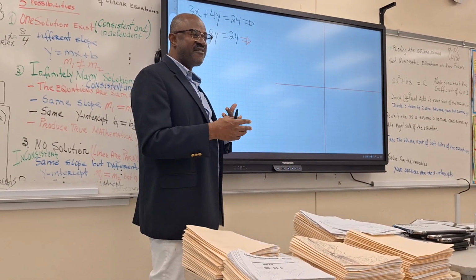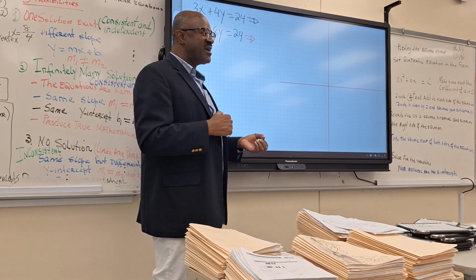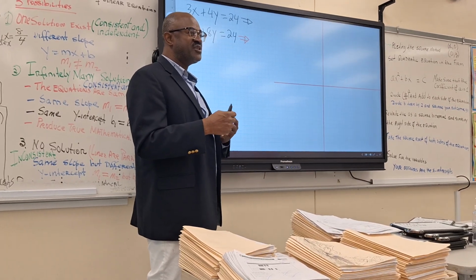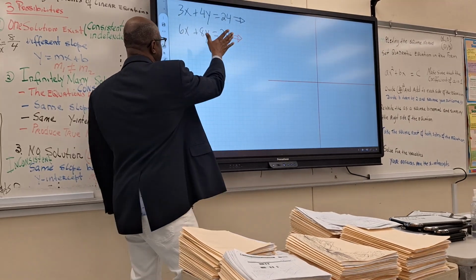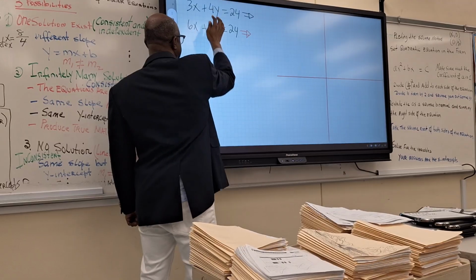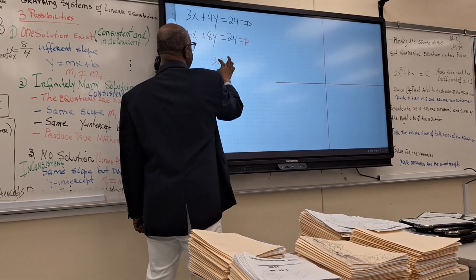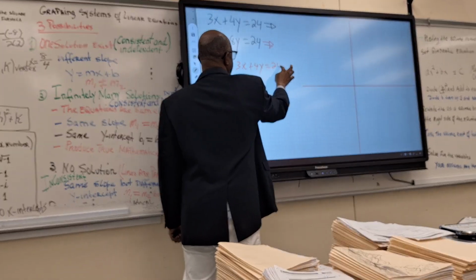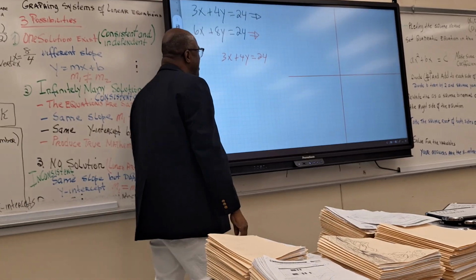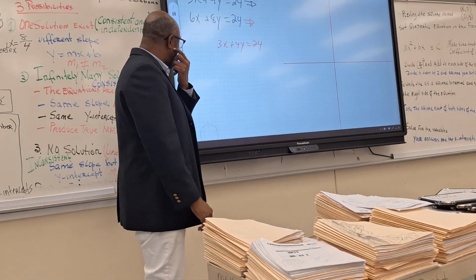That's the thing with graphing. But if you are doing elimination or substitution, you will find the solution directly without seeing the graph. So here, we're going to solve for y. I have 3x plus 4y is equal to 24. I'm solving for y. I want y to be by itself. What will you do if you are solving for y?